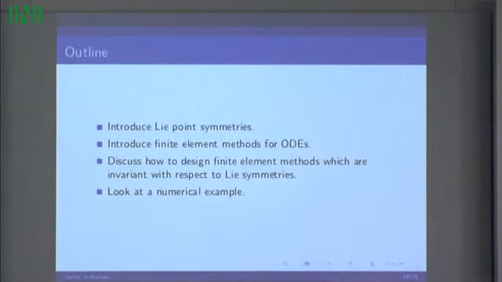Okay, so the outline of this talk is going to go roughly as follows. I'm going to start by introducing what a Lie point symmetry is, and introducing what a finite element method is for ODEs. For some of you, this is going to be very standard. Then I'm going to get on to discussing this methodology for how to design finite element methods which preserve symmetries. I'm going to do this mainly through looking at a particular example. And then, if I have time, we're going to look at some numerical results. So there should be some pictures at the end. So it'll all be worth it.